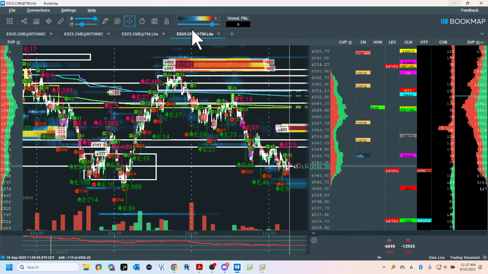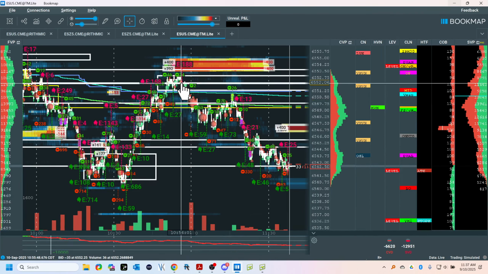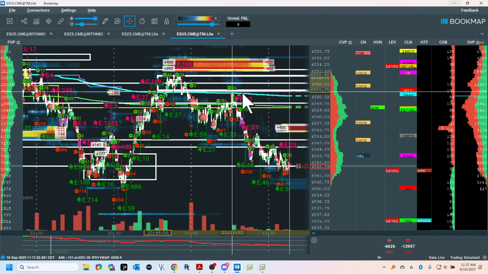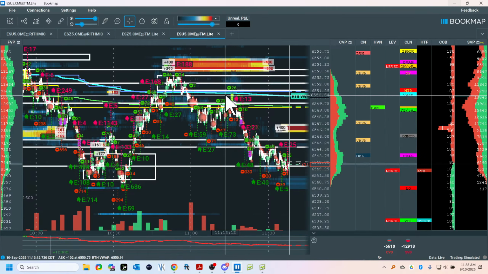These are the kinds of tools, and there's much more. Absorption. These are sweeps. This is all available to you guys. This is the VWAP, by the way. And there's a lot more you can do. I'm a minimalist, so you're not going to see the kitchen sink on here.